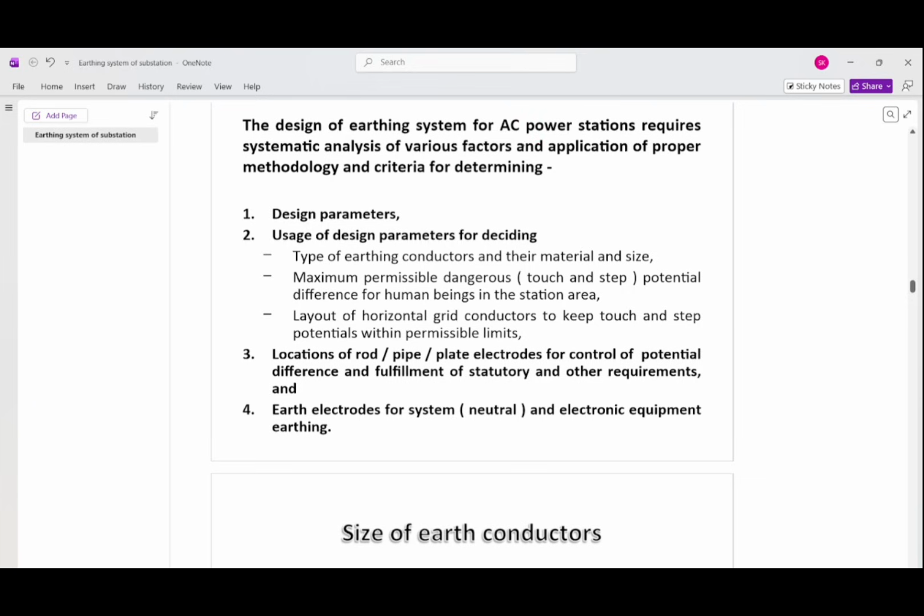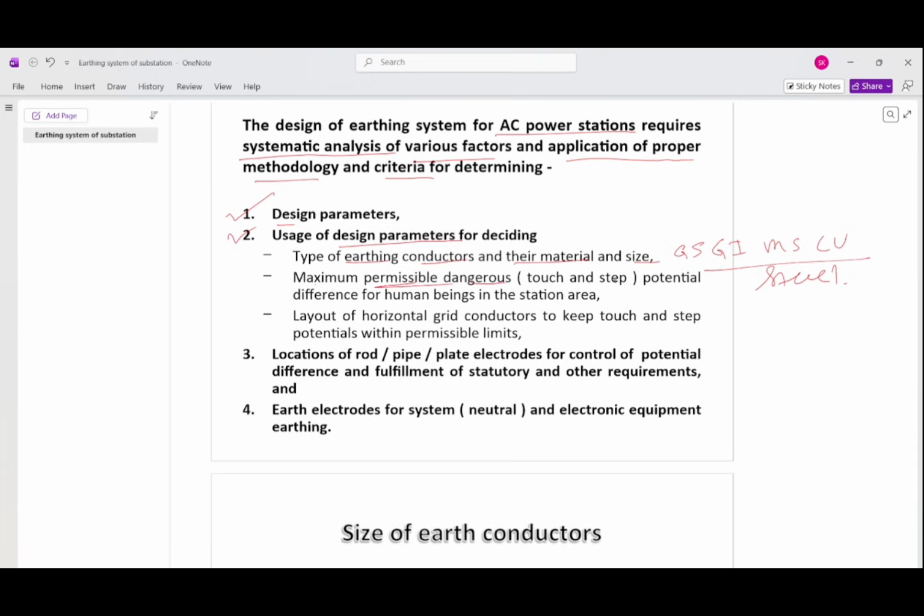The design of earthing system for AC substations requires systematic analysis of various factors and application of proper methodology and criteria for determining design parameters. Second, use of design parameters for deciding the type of earthing conductors, their material and size, a very important point: whether GI, MS, copper or other materials, steel. We have to decide the type of material to be selected.